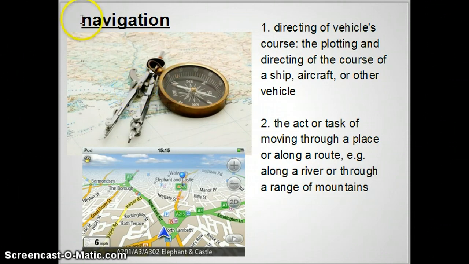And the next word we have is navigation. And we can see here a few different technological advances having to do with navigation that were a few hundred years apart. First of all is directing of a vehicle's course. The plotting and directing of the course or route or direction that a ship is going, or an aircraft, or some other vehicle. Secondly, it's the act or task of moving through a place along a particular route, for example, along a river or through a range of mountains.